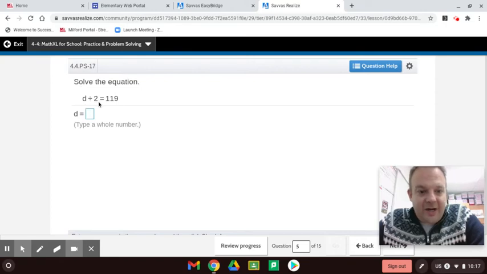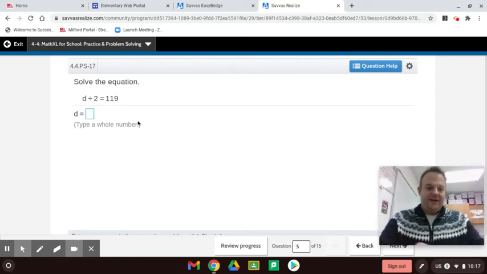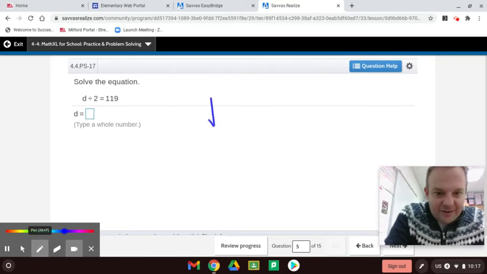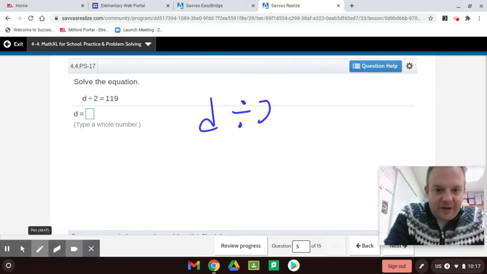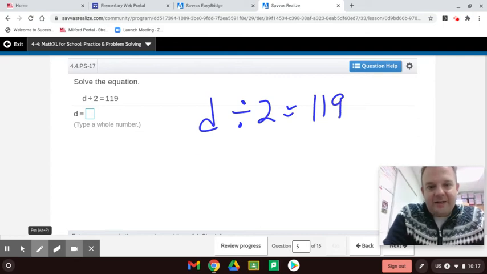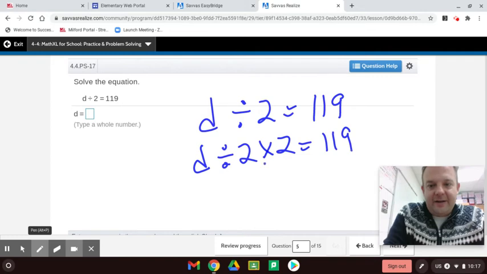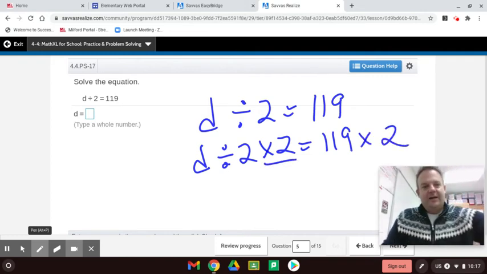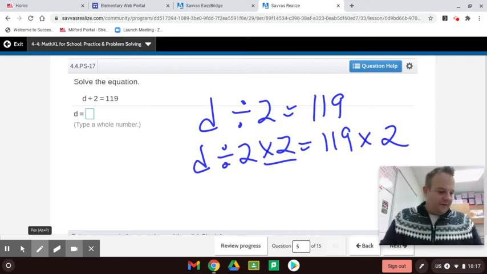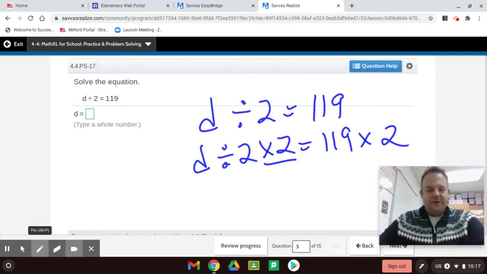D divided by 2 equals 119. All right, let's jump into the algebra. D divided by 2 equals 119. The inverse of dividing by 2 is multiplying by 2. Now that cancels out to just D equals 119, and you have to multiply by 2 on this side, okay? So you're allowed to use a calculator for this. 238 is what I got.